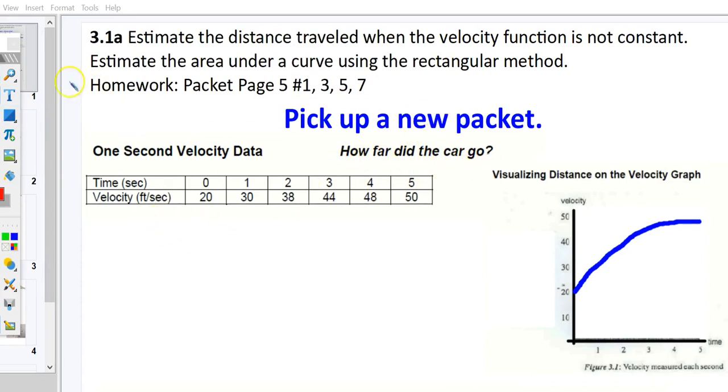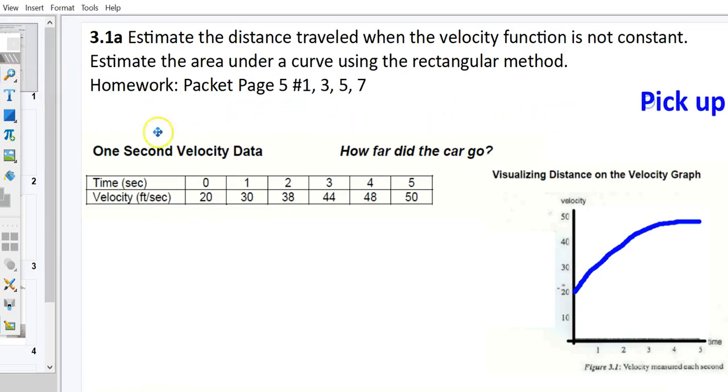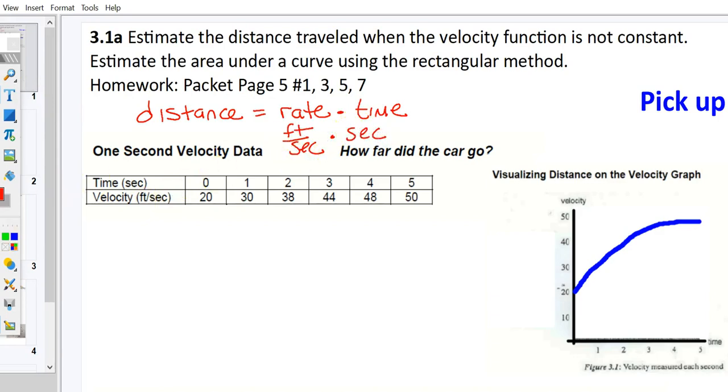So if we're looking for distance, but we're given velocity, distance is rate times time. So the rate is feet per second. The time is seconds. Seconds divide to 1, and we're left with feet. So if I want to estimate the distance and I'm given rate and time, we can use a rectangular method to find this multiplication, like a length times width and area.